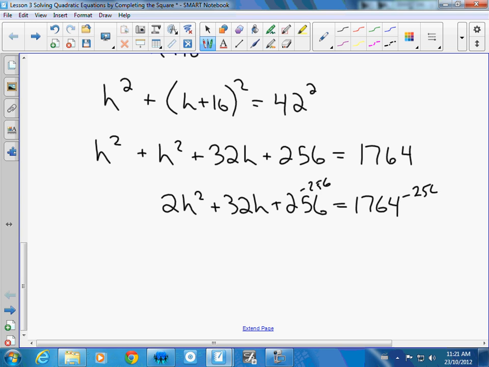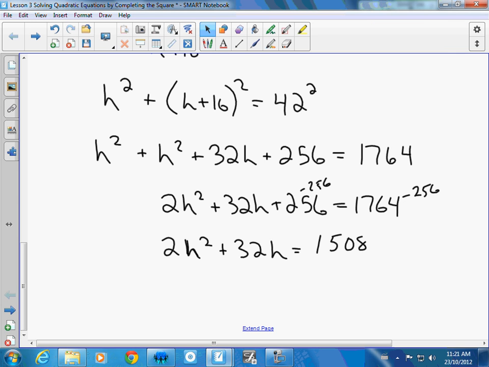Okay, one more line here. 2h squared plus 32h equals 1508. Now, how is this different than the trinomials we've been doing in the past?